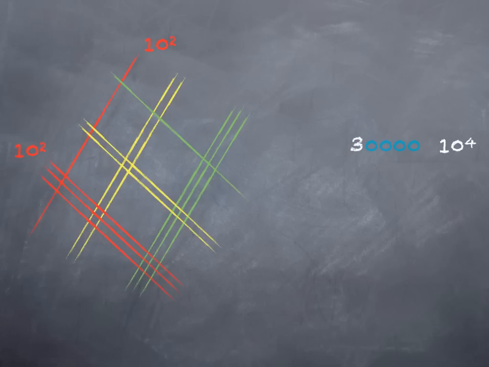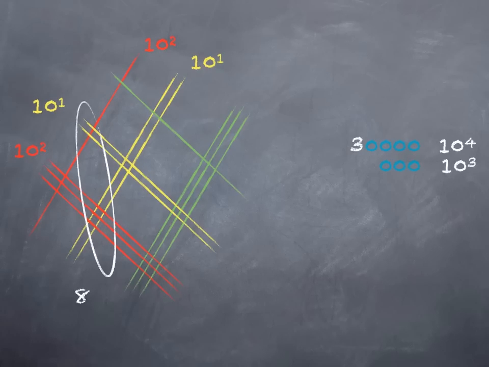10,000s. The next space over, now I have 10 squareds intersecting with just tens. So again, that's going to give me 3 zeros, because 10 squared times 10 to the first is 10 to the third. So when I get those 8 intersections, that tells me I really have 8,000s.